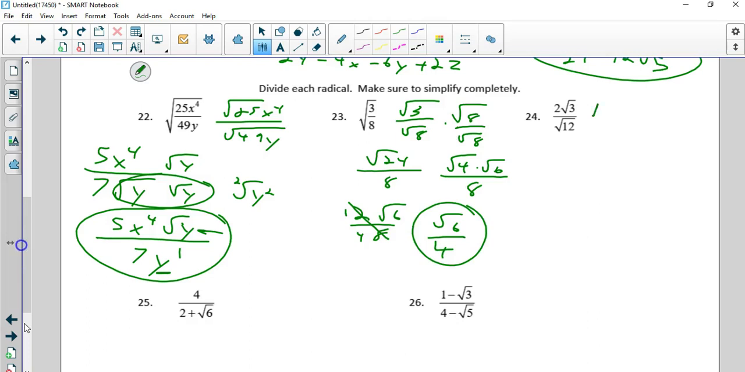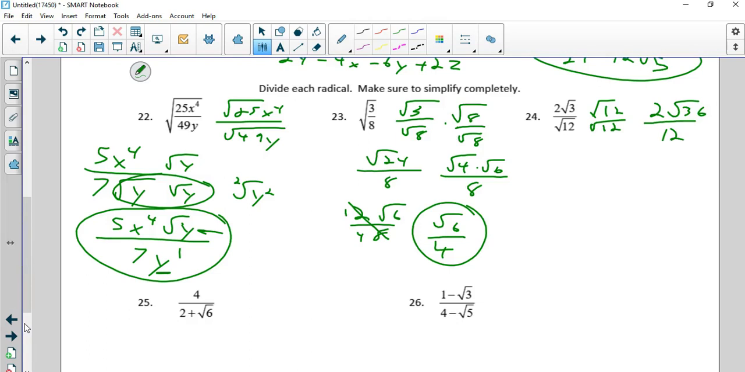Okay. Radical 12 times over radical 12. On the top, that gives us 2 radical 36. On the bottom, we just get 12. Remember, when you multiply a radical times itself, the radical goes away, and we're just left with the contents inside.